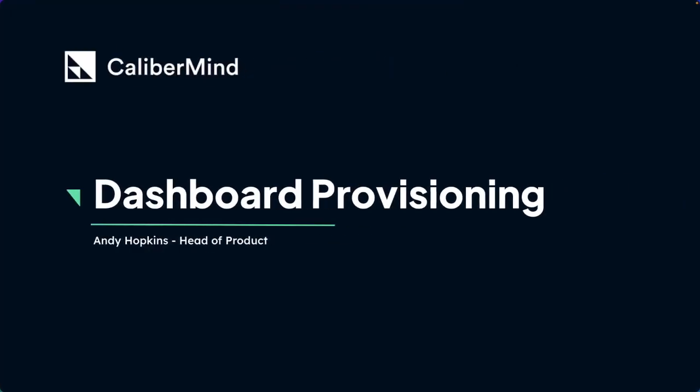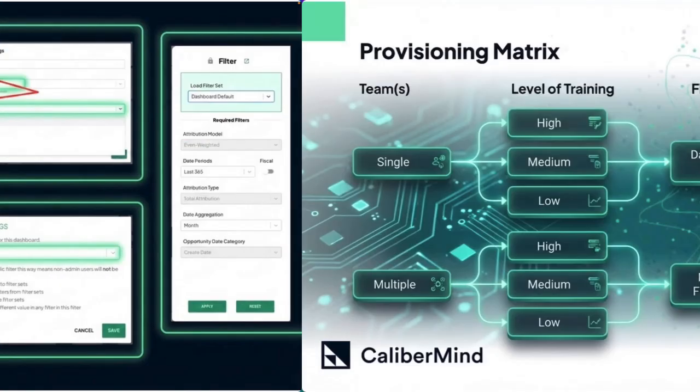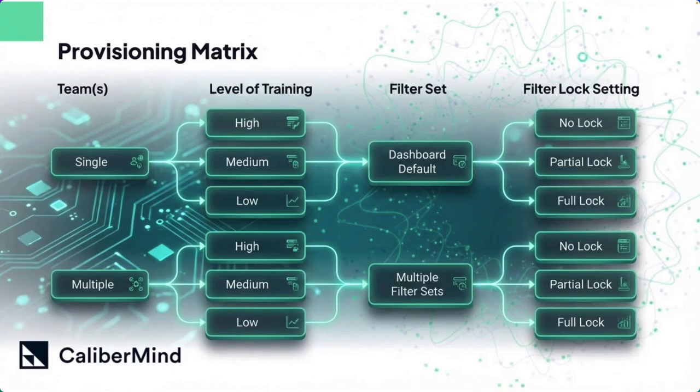Today we're excited to talk with you about dashboard provisioning. A couple of the main questions that we're answering here are who has access and what level of access do they have. The two main features that are used to control this are role and group level access and filter locks.